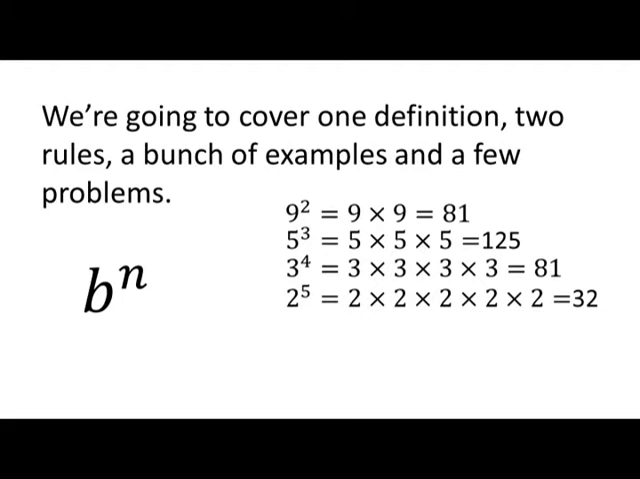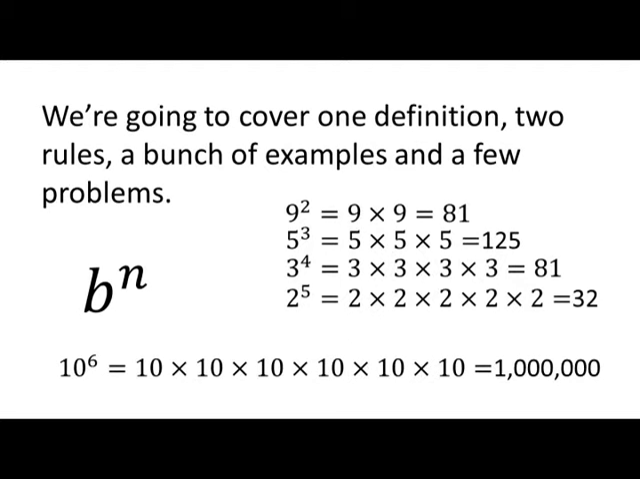9 squared, that is base 9, exponent 2, equals 9 times 9 equals 81. 5 cubed, that's 5 to the third power, equals 5 times 5 times 5 equals 125. 3 to the fourth, that's base 3, exponent 4, equals 3 multiplied times itself 4 times: 3 times 3 times 3 times 3 equals 81. 2 to the fifth power, that's 2 multiplied times itself 5 times: 2 times 2 times 2 times 2 times 2 equals 32.